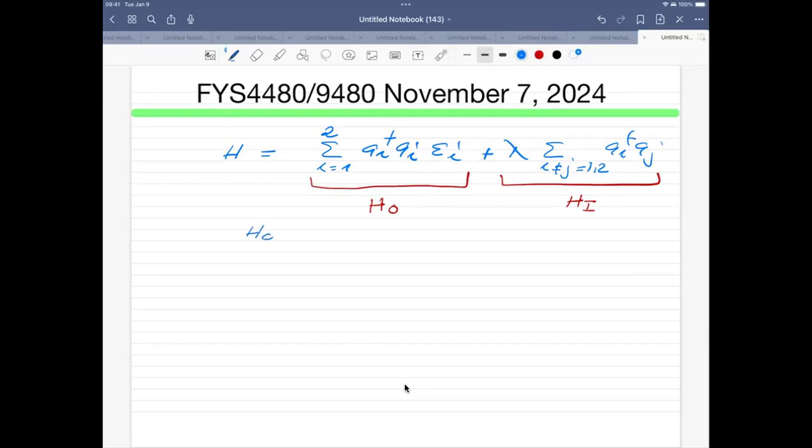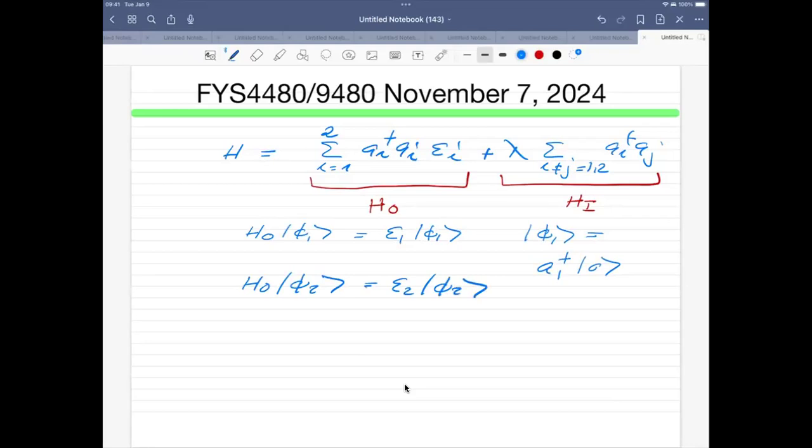So we have an H0 acting on phi 1, which is given by epsilon 1 times phi 1. And we assume also that this phi 1 is now given by an A1 dagger acting on the true vacuum. And similarly, we had a second state, which is given by an epsilon 2 times phi 2 here. And this state phi 2 is then, in second quantization, given by a creation operator A2 dagger acting on the true vacuum state.